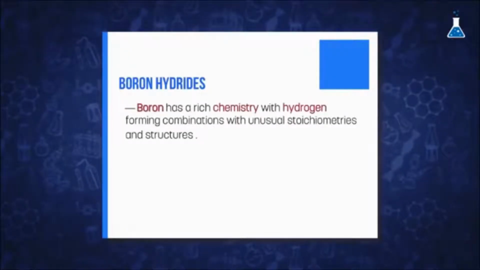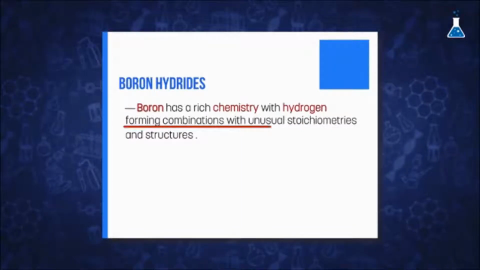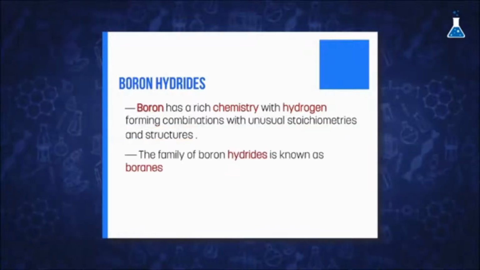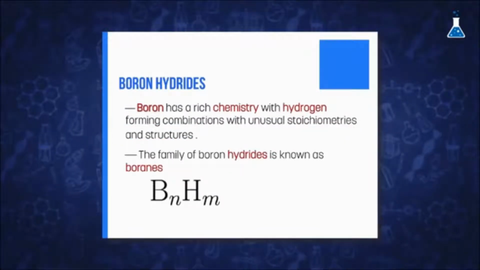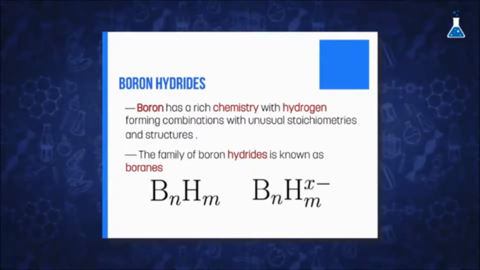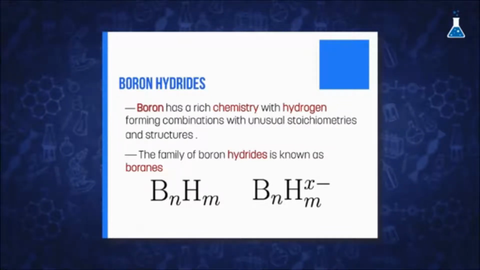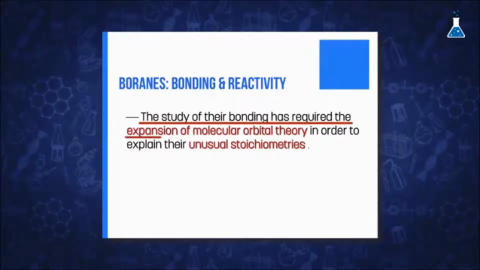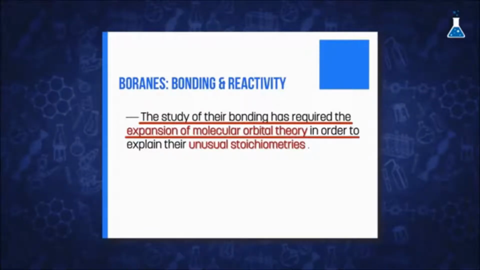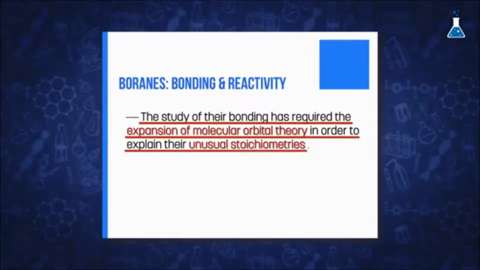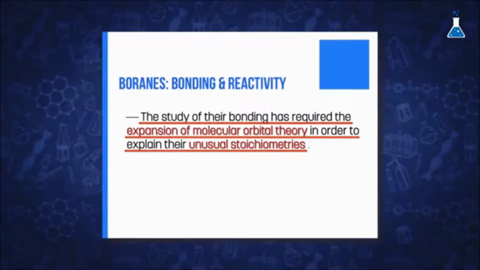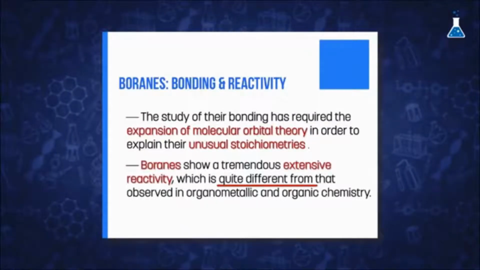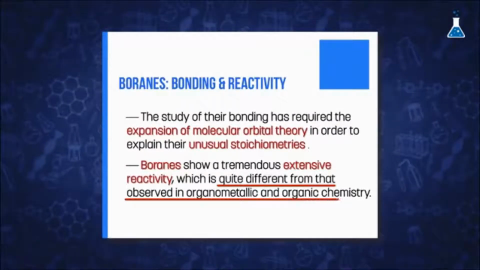Boron has a rich chemistry with hydrogen, forming combinations with unusual stoichiometries and structures. Boron hydrides are also known as boranes, and their generic stoichiometry is BnHm or BnHm^-. The study of their bonding has required the expansion of molecular orbital theory in order to explain their unusual stoichiometries. Borane shows tremendous, extensive reactivity which is quite different from that observed in organometallic and organic chemistry.